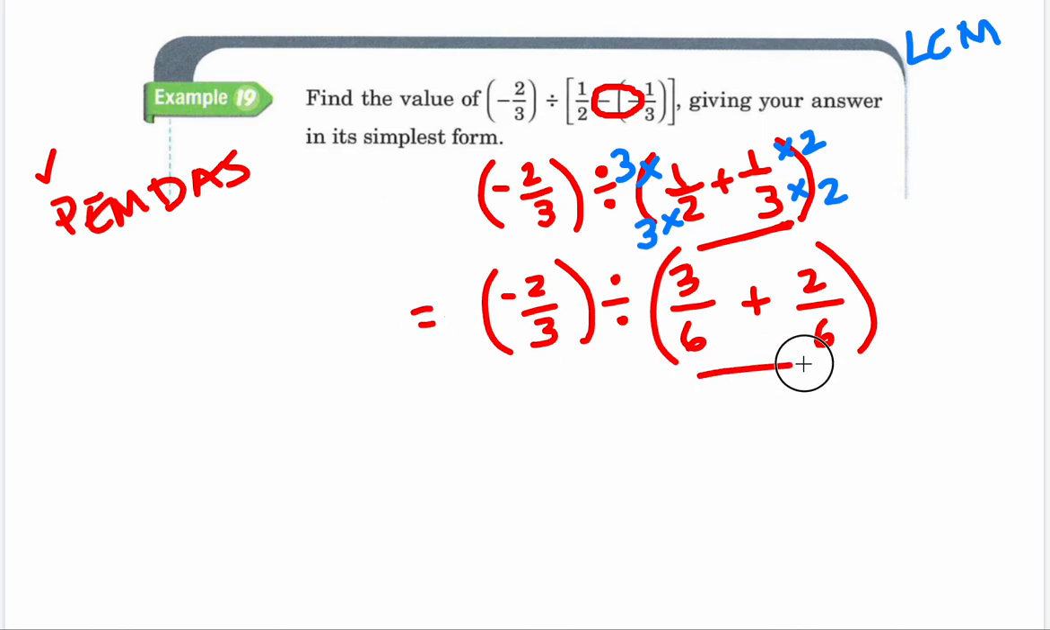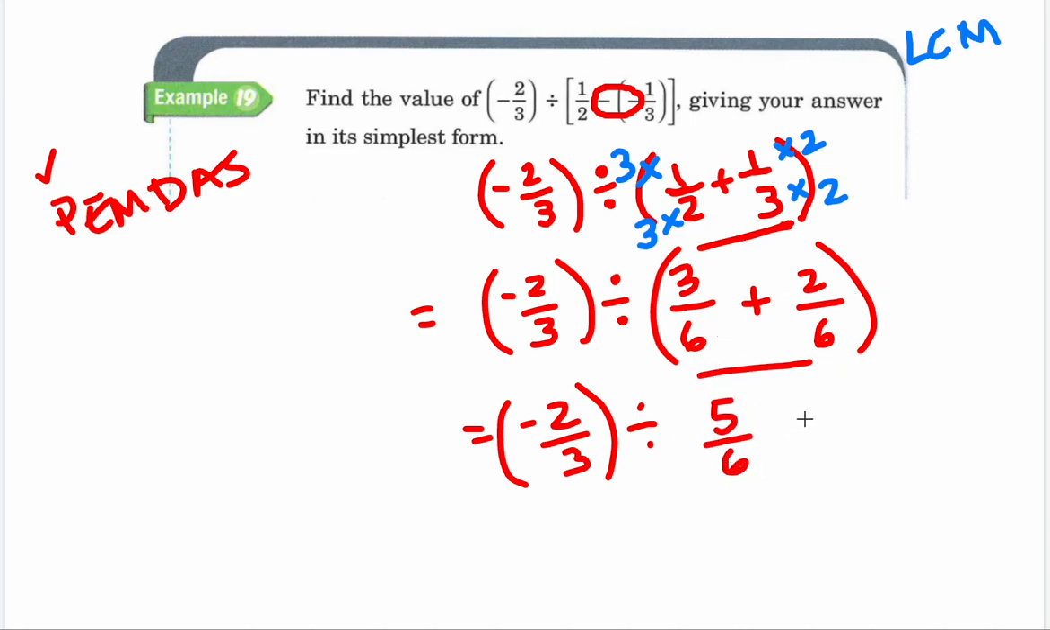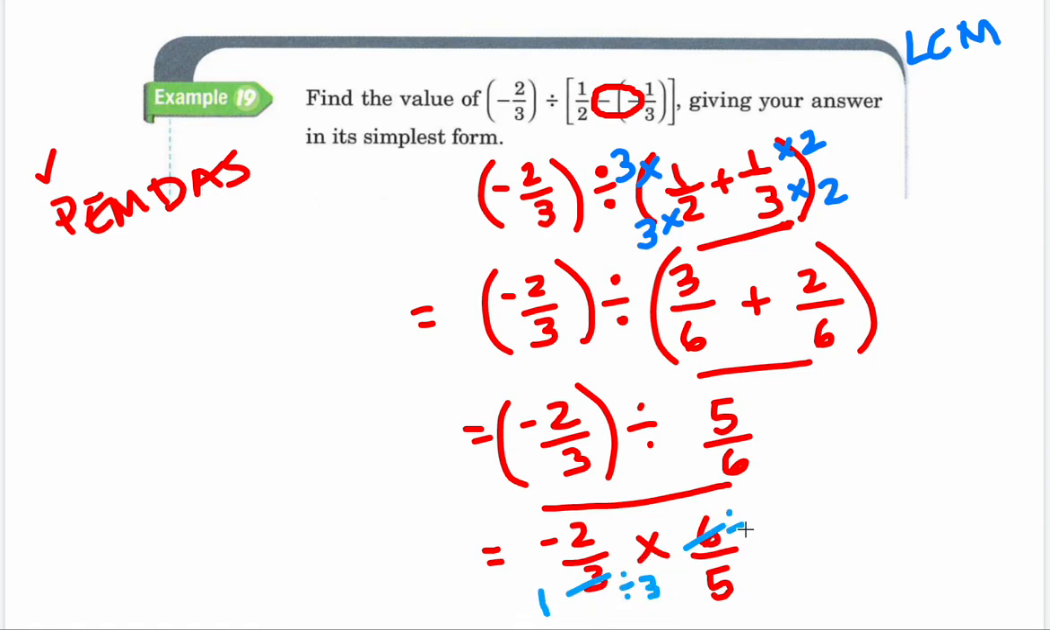Okay, and then now I can do that math. Everything I didn't touch stays the same. 3/6 plus 2/6 is 5/6. And then it moves out of that parentheses because I don't need that anymore. And now I just have a division problem left. Remember division, I keep, change, and a flip. So let's see, can we cross reduce over here? Yes, 3 and 6. 3 divided by 3 is 1. 6 divided by 3 is 2.